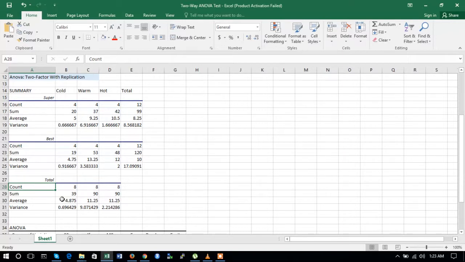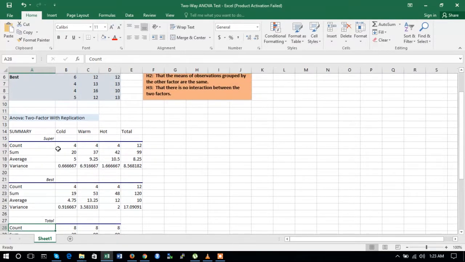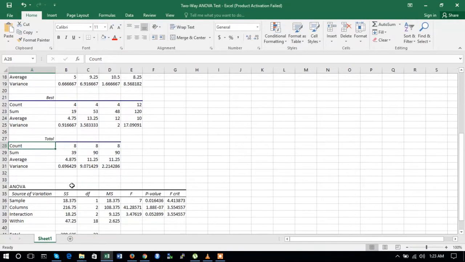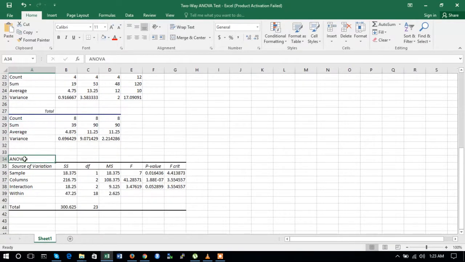You can see that there are a number of observations. The count is 4, the sum is 20, the average is 5, and the variance is shown. So these are the basic summary statistics for both of these different items over here. Now this is the ANOVA table, and you can see that there are various rows and various columns.